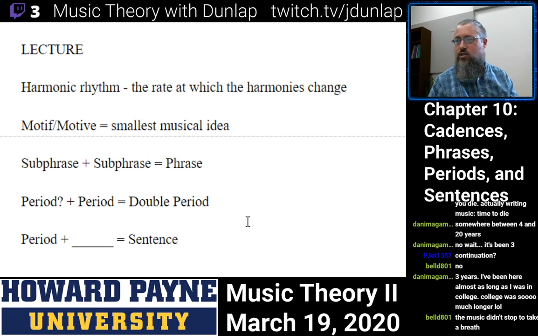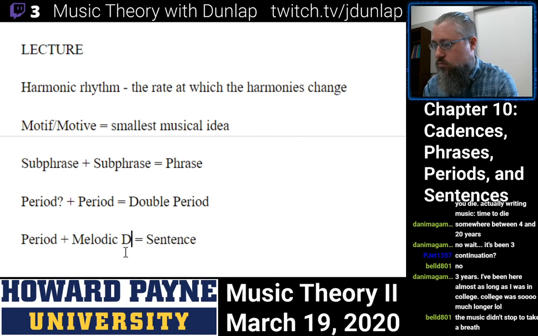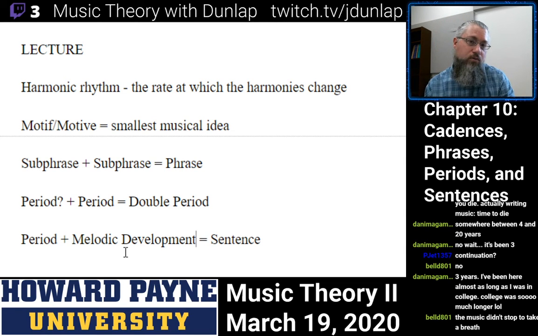Melodic development is the term I like to use. And it's the idea, and often you could also say scale work. You could say scale work if you want to. Mozart was huge on that. For example, the example I gave you earlier of a period. That's a PAC. That's an IAC. And then we move on. We're still going.